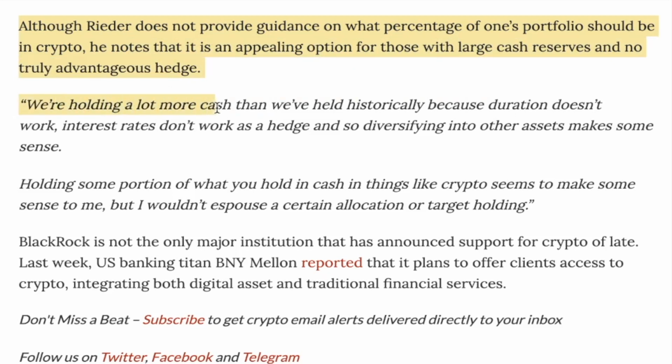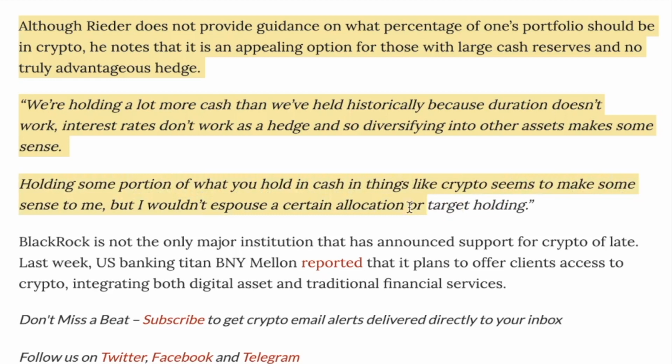We are holding a lot more cash than we held historically because duration doesn't work, interest rates don't work as a hedge, and so diversifying into other assets makes some sense. Holding some portion of what you hold in cash in things like crypto seems to make some sense to me, but I wouldn't expose a certain allocation or target holding.